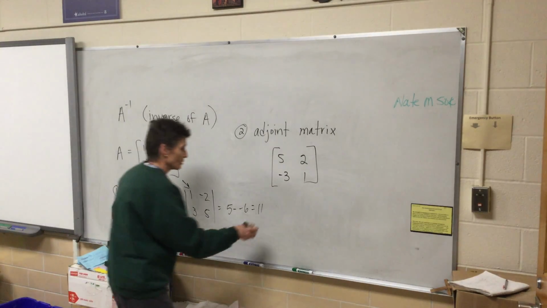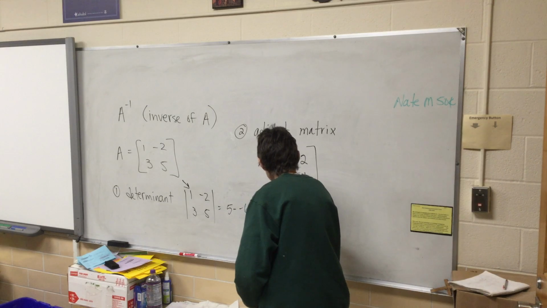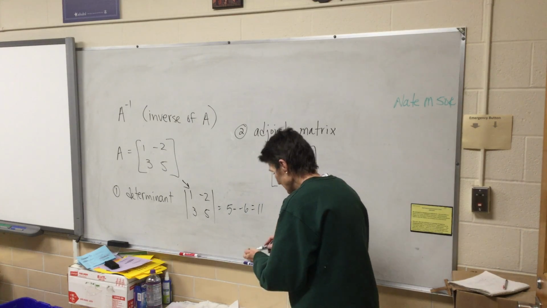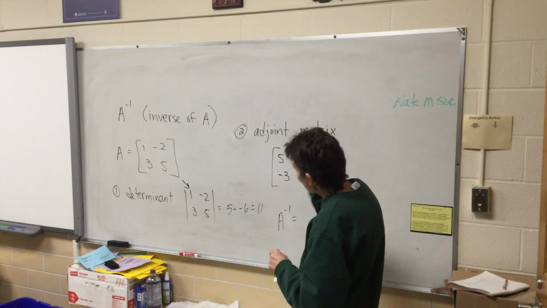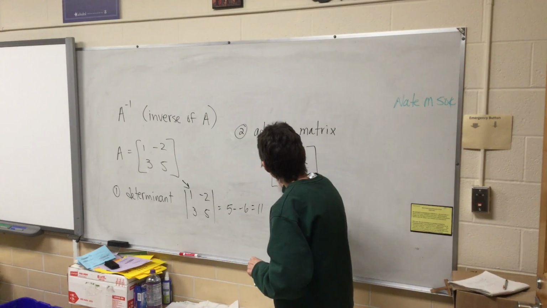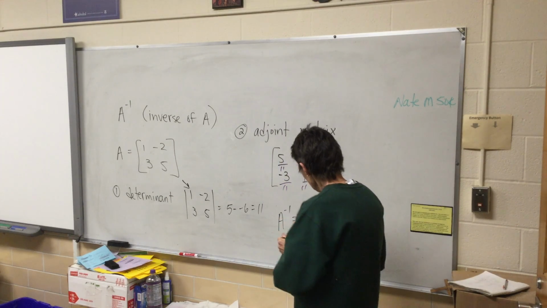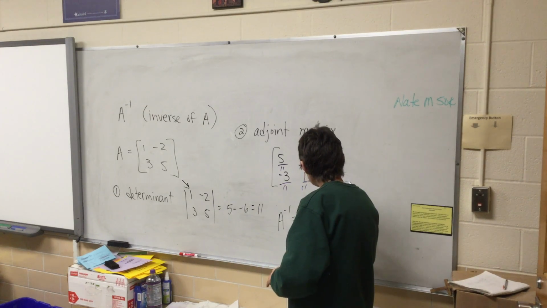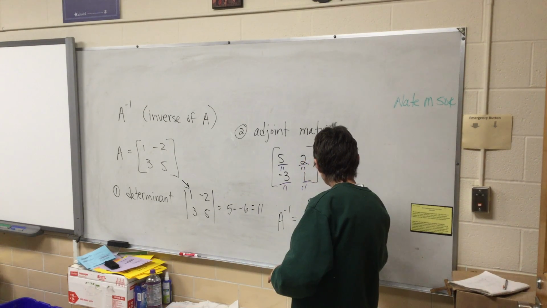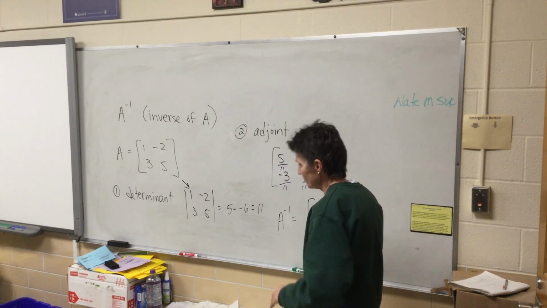And then your answer, those are the two steps, those are the two pieces. And to get the answer then, you simply take the adjoint matrix and divide each piece of it by the determinant. So your inverse is 5/11, 2/11, negative 3/11, and 1/11.